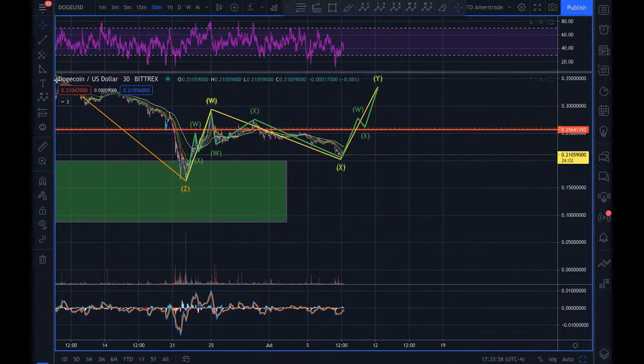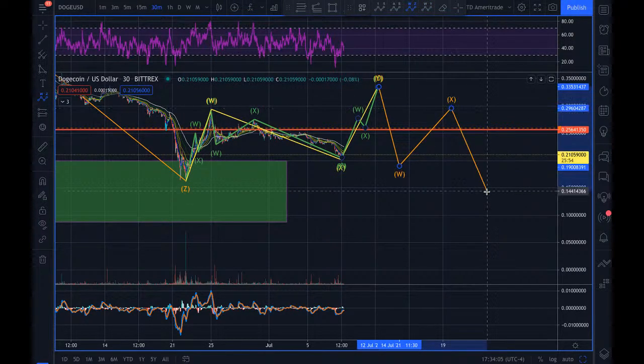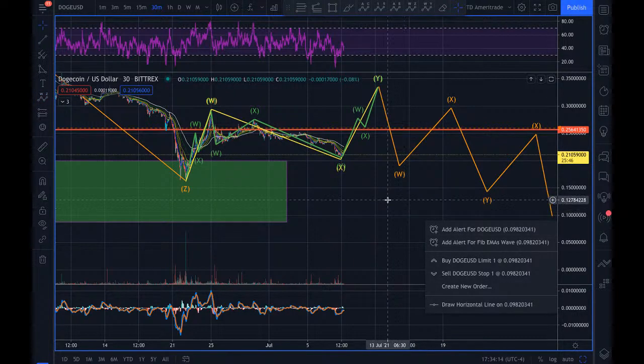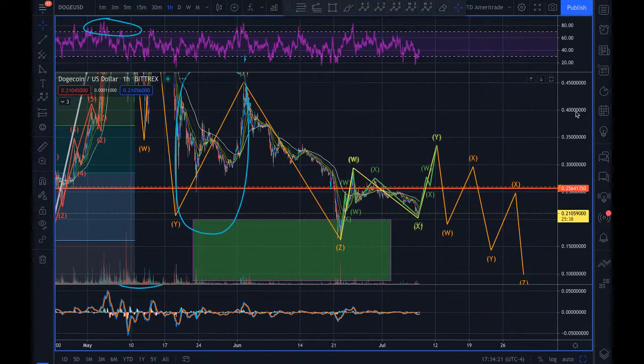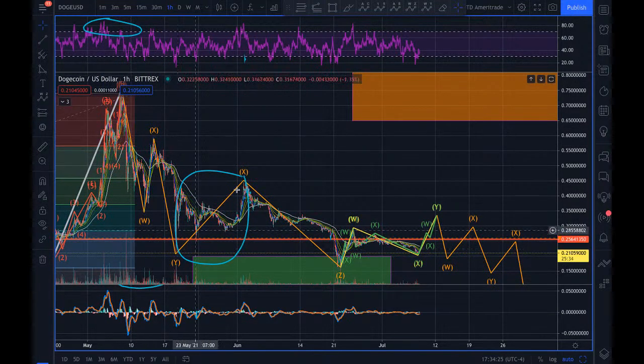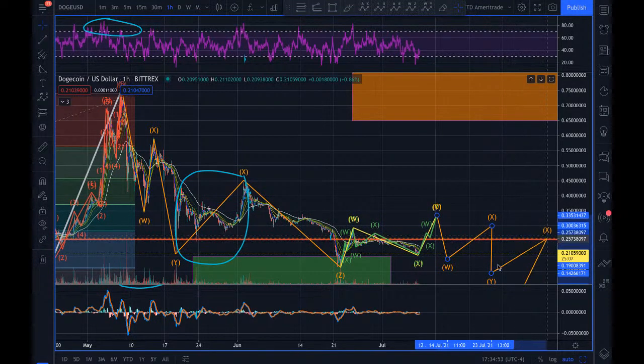This could go into a W, X, Y, X, Z again, kind of like we already had. Okay, so we had a W, X, Y, X, Z here. Now I think this is another X wave, 1, 2, 3. If it goes up like this from 20 cents, wherever it's at, 21 cents right now, if it goes up to around 33, 34, and then starts a whole new correction that's gonna bore the heck out of everyone.